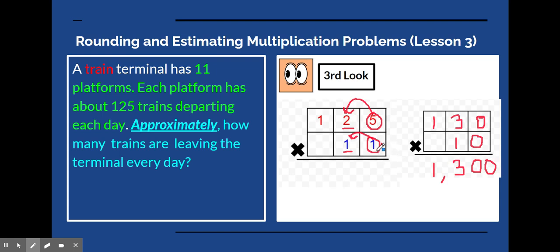So we can multiply the ones place first. 1 times 5 is 5. 1 times 2 is 2. 1 times 1 is 1. And we are through with the ones place, so we make sure that we put a 0 in the ones place. Then we multiply 1 times 5 is 5. 1 times 2 is 2. 1 times 1 is 1.